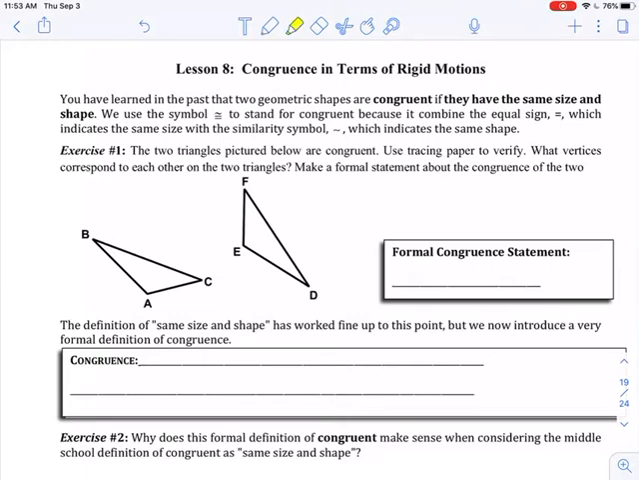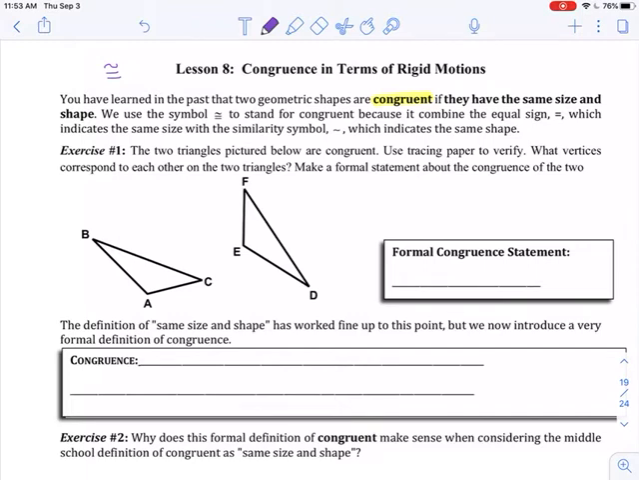You have learned in the past that two geometric shapes are congruent if they have the same shape and the same size. The symbol that we use for congruent is that equal sign with the little squiggly over it. The equal sign indicates the same size, and the similarity sign, which is the little squiggly part, indicates the same shape. So in exercise 1, we're looking at two triangles, pictured below. They're telling us that they're congruent to each other.